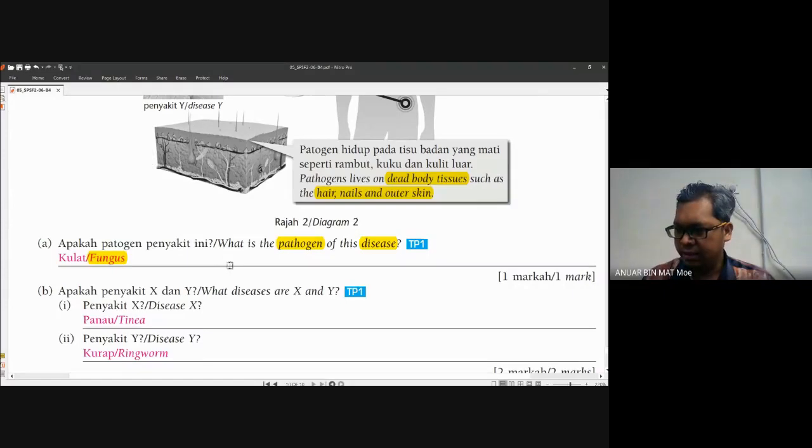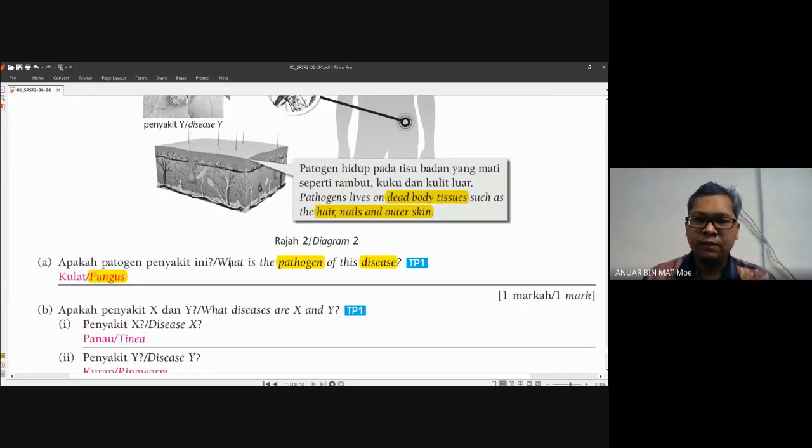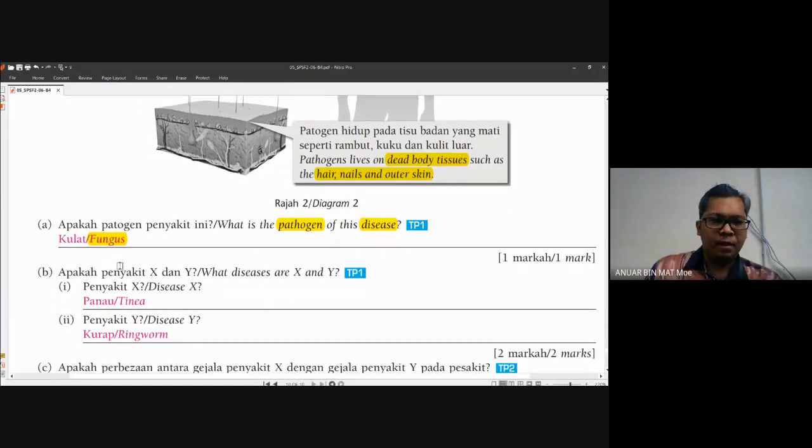Usually if there is any disease related to the skin, discoloration of the skin, white spots, rash and a reddish condition of the skin, it is usually infected by a fungus. So fungus is one of the pathogens involved. Okay, can, class? Okay, question 2B. What is X and Y? The question will ask you the name of the disease.